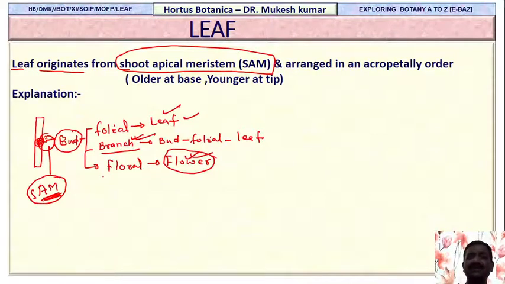In your NCERT, several times this line has been written that SAM is responsible for leaf, SAM is responsible for flower, SAM is responsible for the inflorescence, that is a group of flowers on the peduncle. So this is a very important cell, SAM, which is going to plan the formation of leaf, branch, and flower according to the requirement of the plant, isn't it? Very interesting it is.